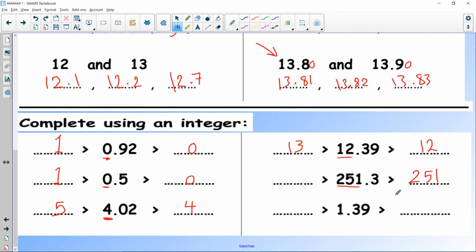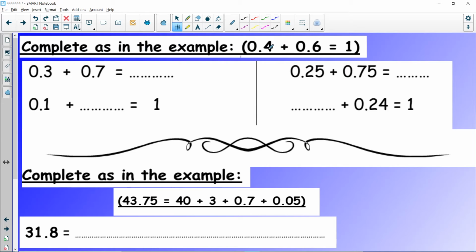After that what? Add on this number 1. 252. Underline the whole number 1. Write it here. Add on this number 1. 1 plus 1 equal to. Complete as in the example.